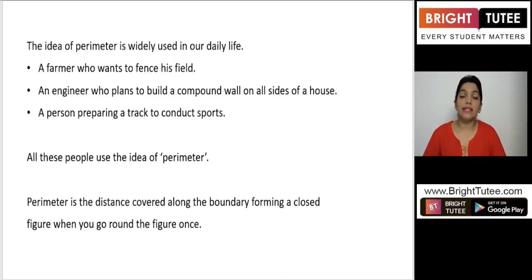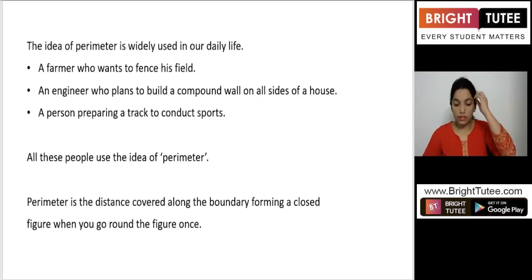Then it says an engineer who plans to build a compound wall on all sides of a house. So again, you need to know what is the perimeter of that particular compound, right? Then it says a person preparing a track to conduct sports. Any sport that you see needs to be under a certain boundary, a certain area, right? So this all comes under this particular concept of perimeter. This is just a basic idea to see where in our daily life we deal with perimeters.